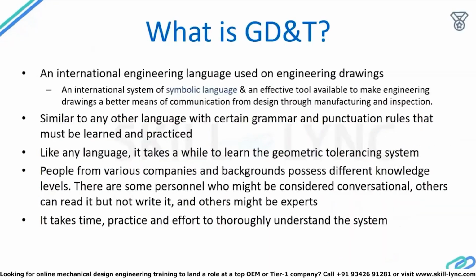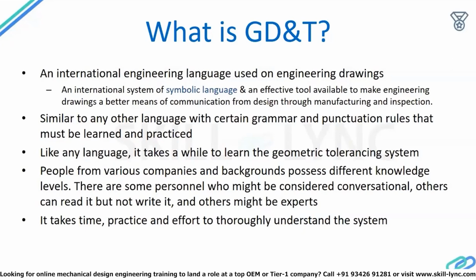To start with, what is GD&T? GD&T stands for Geometric Dimensioning and Tolerancing. It is an international engineering language used particularly on engineering drawings. In other words, it's an international system of symbolic language, and it is an effective tool available to make engineering drawings a better means of communication, starting from design through manufacturing and inspection.